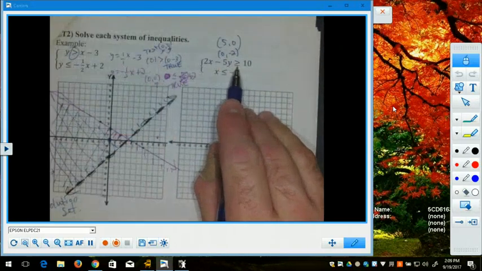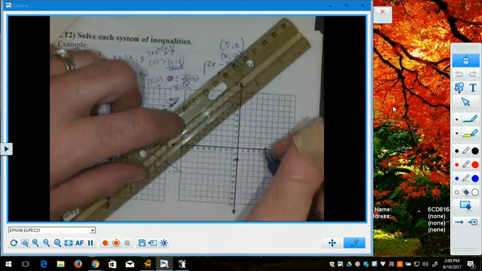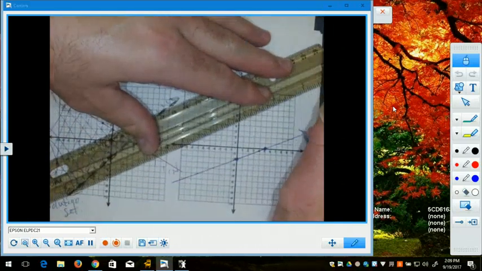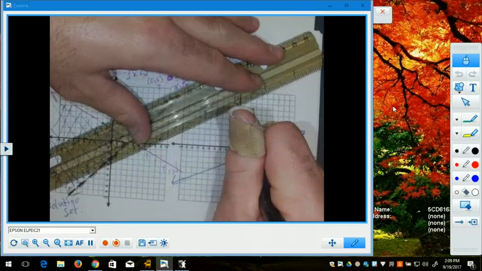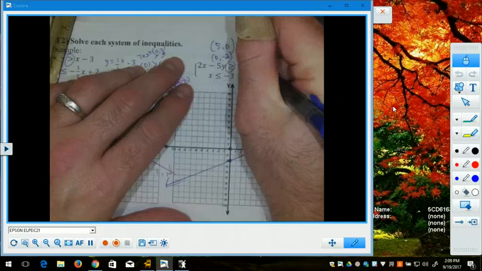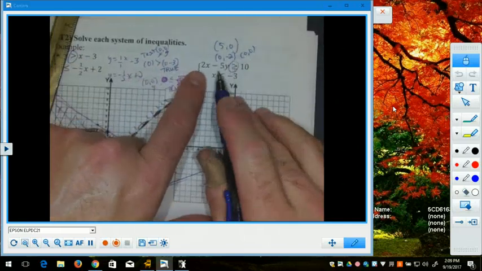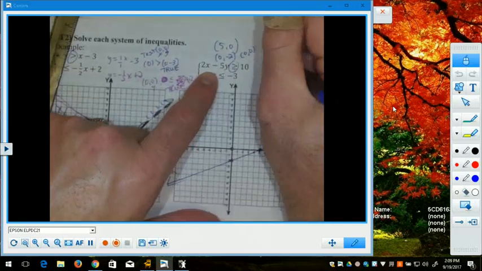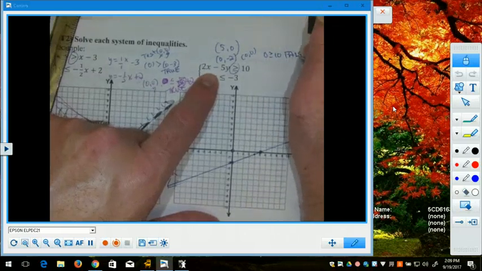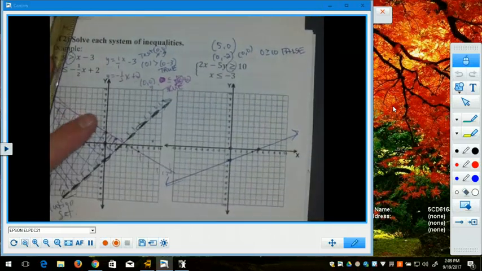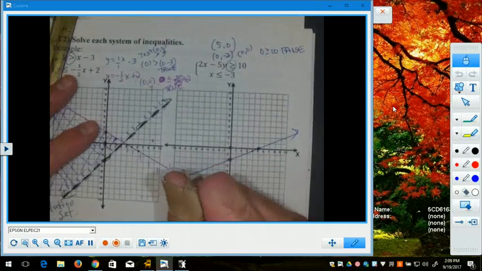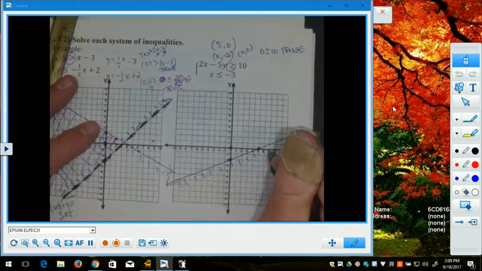There is equality, so I will graph a solid line for that. And it doesn't intersect at (0, 0), or (0, 0) is not a point on the line, so it's okay for me to test (0, 0). 2 times 0 is 0, minus 5 times 0 is 0. Is 0 greater than or equal to 10? This is false. So this point is not a solution to my blue line. I would actually have to shade the other side of the blue line.